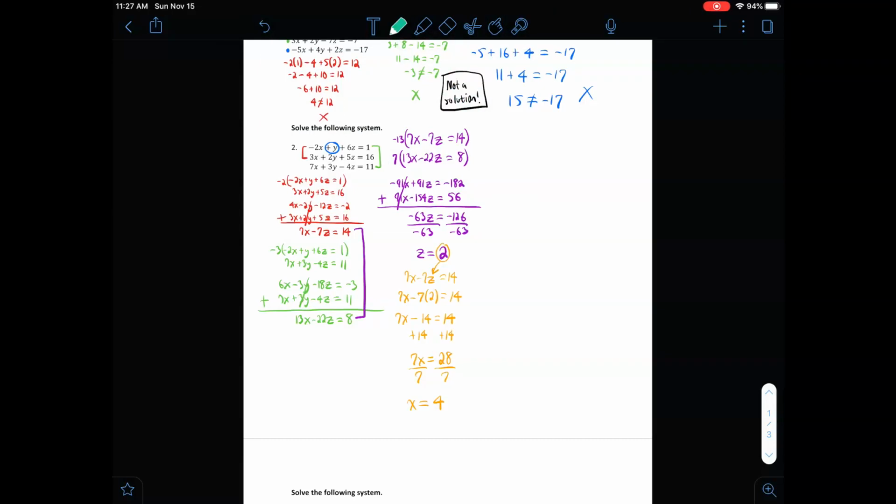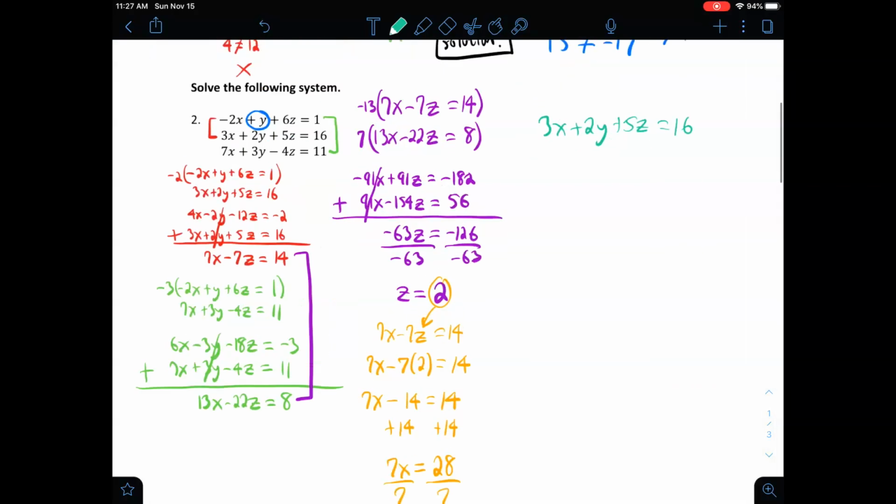So I'm going to plug into, which equation did I plug into? I picked the middle equation over here, so that would be the easiest one to plug into. So we have 3x plus 2y plus 5z. I like all positives. It's very nice. Equals 16. So we're going to plug in what we know.